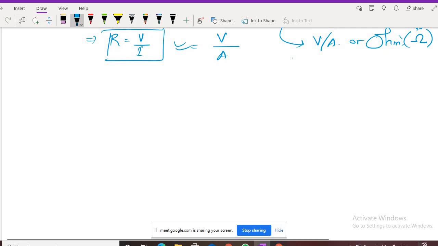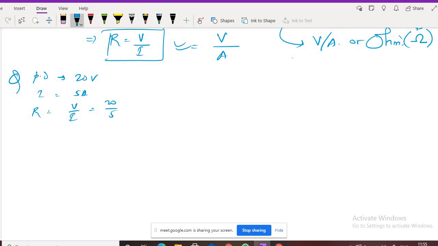If somebody asks you a question like this, suppose the potential difference given is 20 volt and current is given as 5 ampere. So the resistance will be V by I, which is 20 by 5, that is 4 ohm. So you can find it out. But my target is not to give you this, because this is a very simple question and nobody will ask you this. So what is my target?